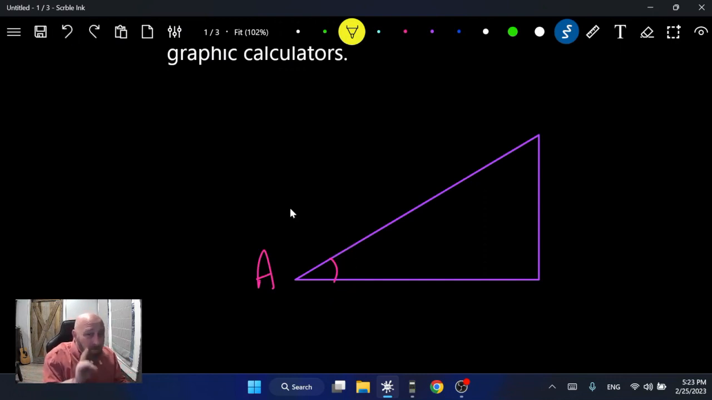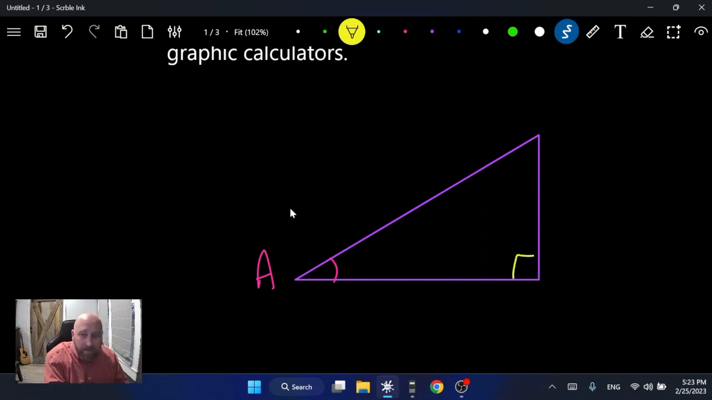Now, another thing, remember, we have to be in right triangles. That's a key. Trigonometry basically only works in right triangles. There's other ways that you can do the trig functions with non-right triangles, but there's a lot more math involved in it. So for what we're doing here, we're only dealing with right triangles. Okay, so now we want to identify what we're looking at here.